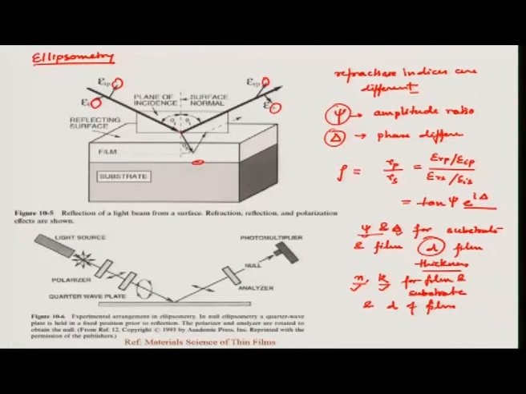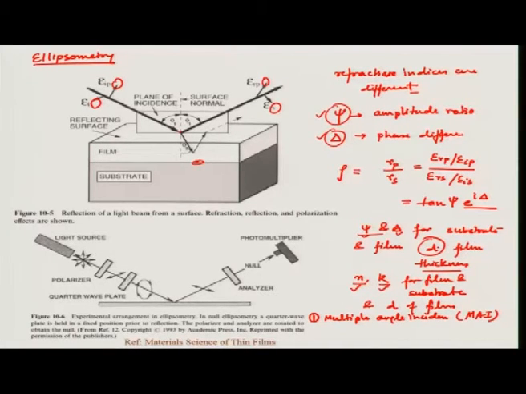Again, you can use 2 different approaches in this. One is multiple angle incidence, or MAI, in which your lambda remains fixed and you change the angle of incidence, and you observe psi and delta at those angles. You measure psi and delta, and then you correlate by a computer model to n, k and film thickness.